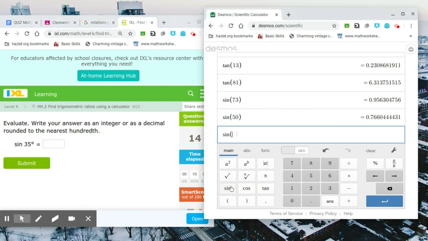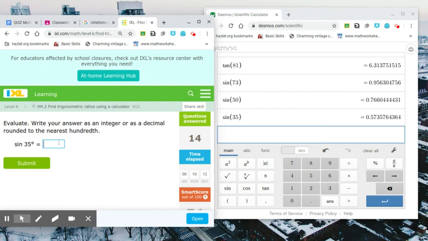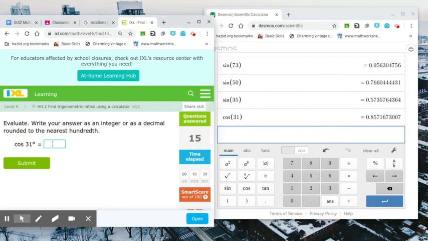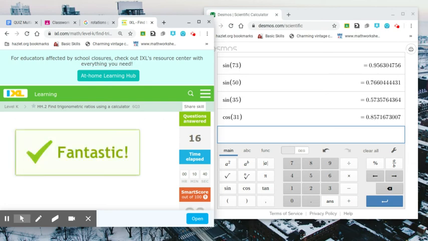Okay, another sine, 35, hit enter. I have 0.57. I don't have to round because of that 3 right there. And a cosine. So you're going to click cosine this time, and then you're going to put 31 in, hit enter, and you have 0.8, and then you want to look, there's a 7, so that 5 is going to round up to a 6.